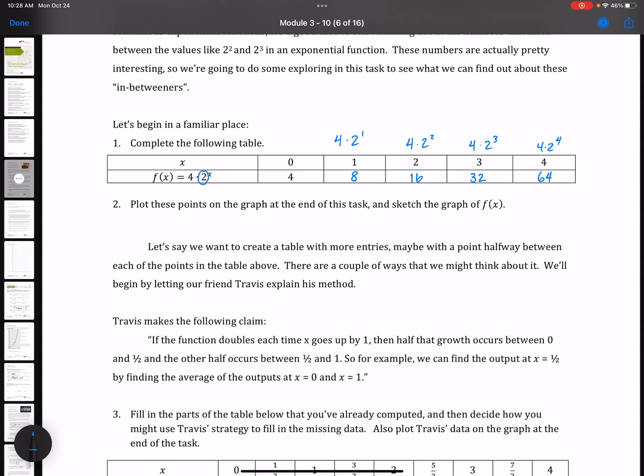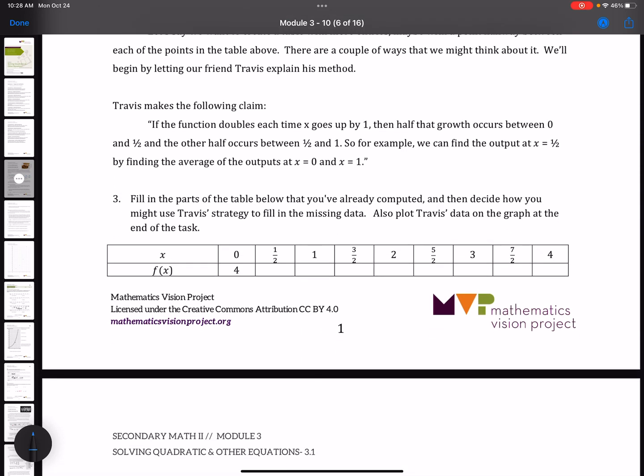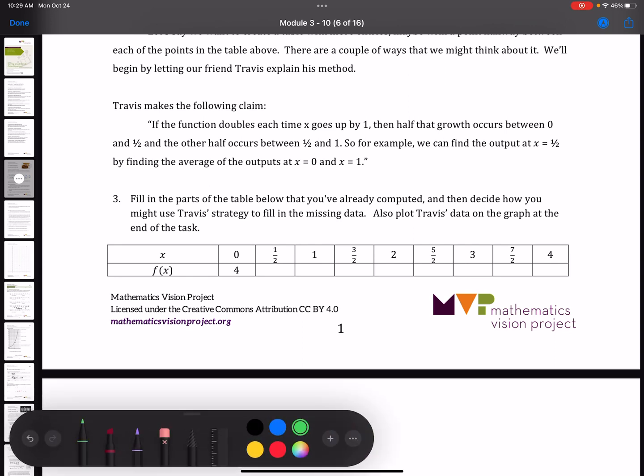Okay, so let's say we want to create a table with more entries, maybe with a halfway point between each of these points in the table listed above. There are a couple ways that we might think about it. We'll begin by letting our friend Travis explain his method. So Travis makes the following claim. If the function doubles each time x goes up by 1, then half that growth occurs between 0 and 1/2, and half the growth occurs between 1/2 and 1. So for example, we should be able to find the output at x equals 1/2 by finding the average of the outputs at x equals 0 and x equals 1. So I'm going to plot this one in green.